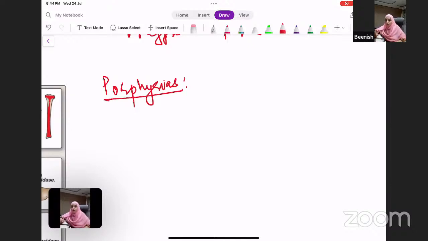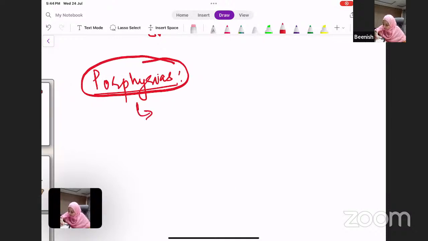They are a group of disorders associated with deficiency or defect in any of the enzymes of heme synthesis. So if any enzyme in the heme synthesis pathway is defective or deficient, it is going to lead to a particular type of porphyria. And because of this, the various intermediates that we've seen in the heme synthesis cycle are going to accumulate.